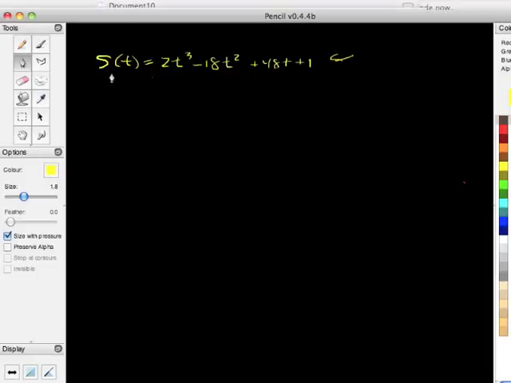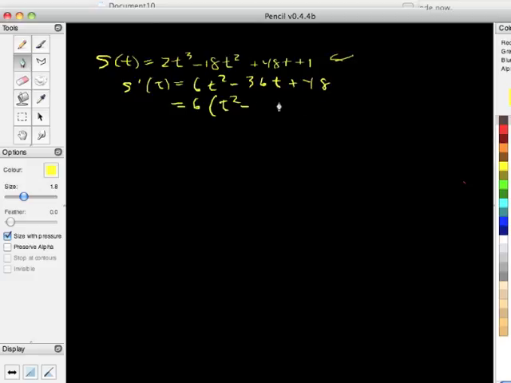So our position function is s of t is equal to this, and the first thing we want to find is the time and position of any points where the particle turns around. So we need to find the derivative, and we find s prime of t is equal to 6t squared minus 36t plus 48. And the first thing we see is that 6 is a common factor.